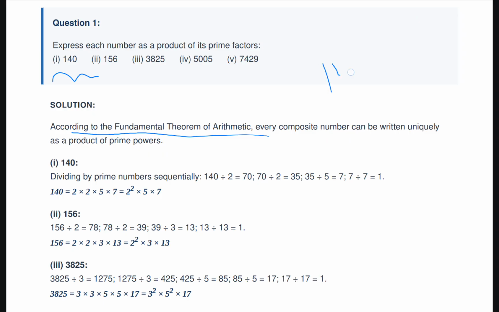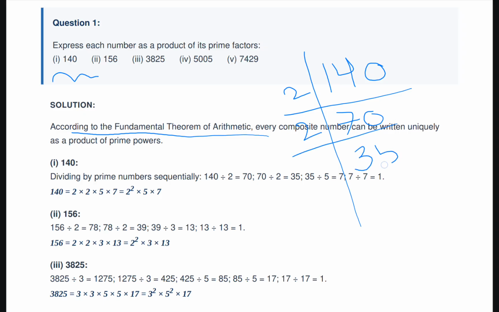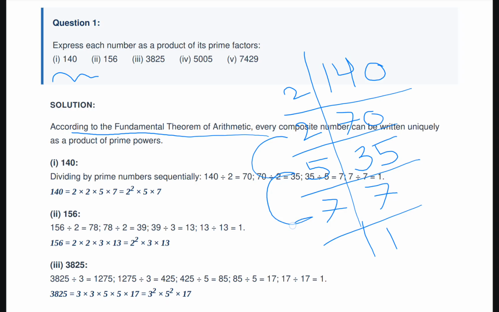So how will you divide? See here, you will factorize 140 in this way. You will get 70, and after that you will get 35, and now you will change the number because you can't divide 35 by 2, so you will take 5. Now 5 sevens are 35, and lastly 7 ones are 7. So your prime factors are 2, 5, 7.